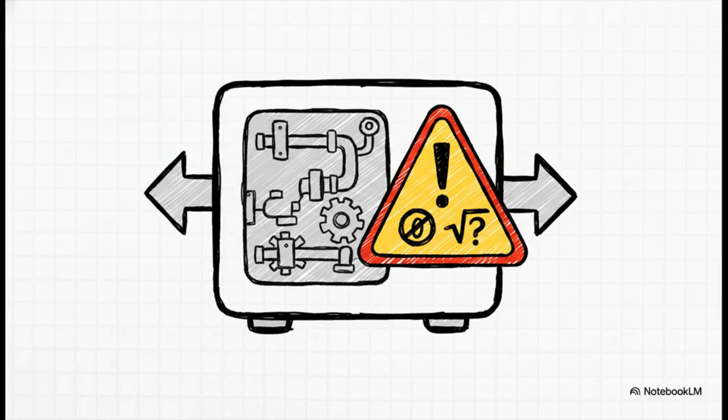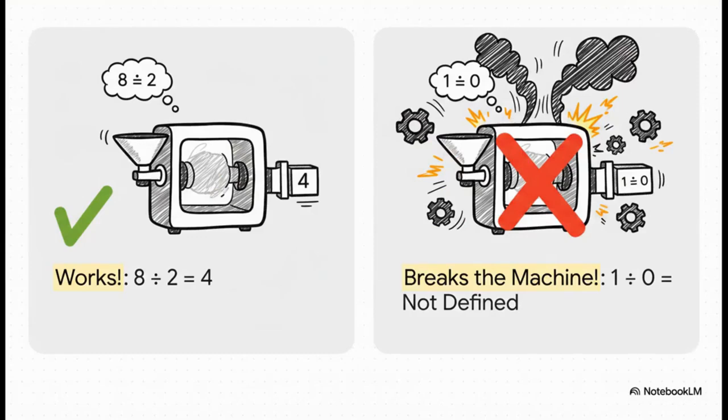But a lot of other function machines are a bit more delicate. They have these critical safety warnings almost printed right on the side. And we're going to focus on the two most common rules you're going to see that limit what you can put in. All right, rule number 1. This is probably the most famous rule in all of math. You can't divide by 0.